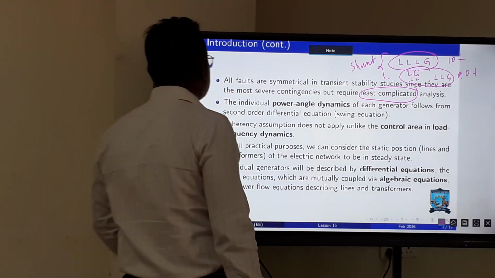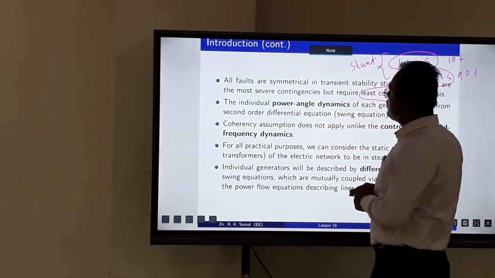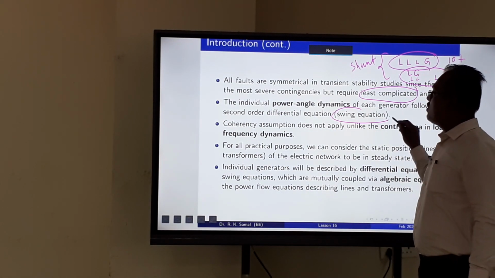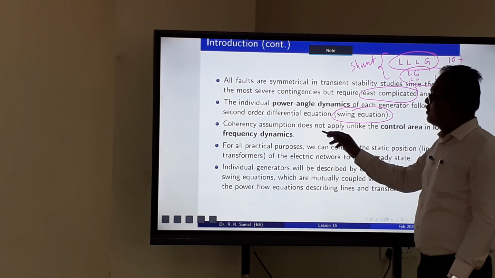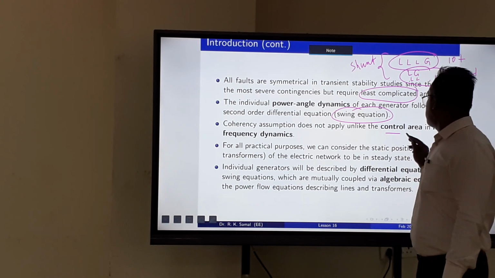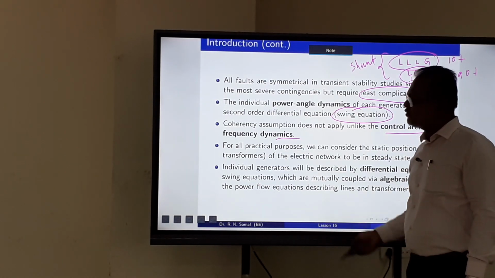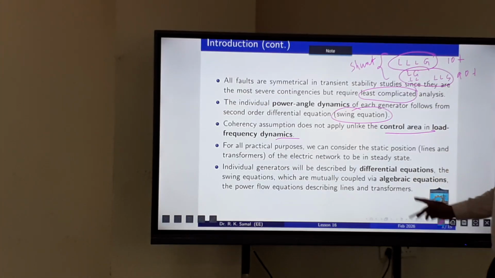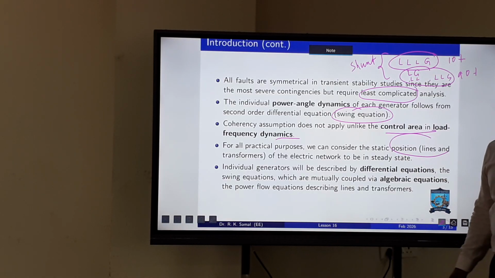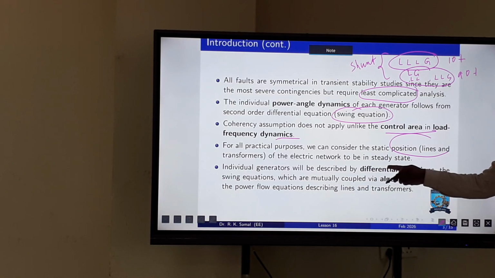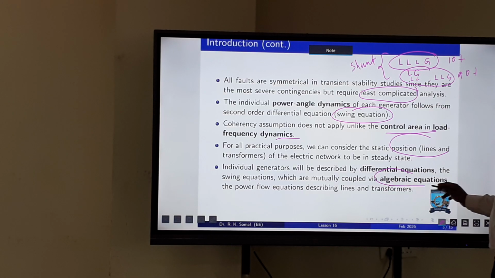The individual power angle dynamics of each generator follows the second order differential equation, or the swing equation, which is our dynamic model in this case. The coherency assumption doesn't apply, unlike the control area and low frequency dynamics. You will see that in the fifth module. For all practical purposes, you can consider the static position to be steady state, and the lines and transformers should not bother. Individual generators will be described by differential equations which are mutually coupled by power flow equations.